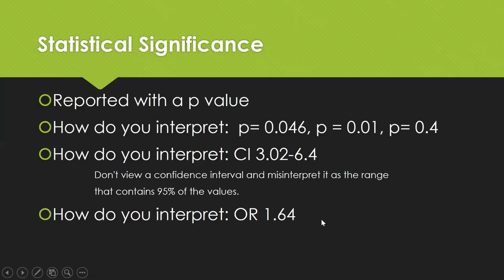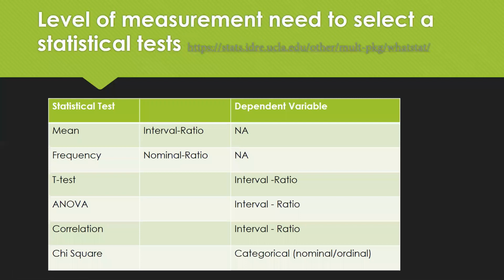There's usually a p-value reported along with this odds ratio that will let you know if this is a significant relationship or not. So those are how we interpret those values. Let's look at the levels of measurement needed to select a statistical test. I provided on here a link with a very detailed table of these.